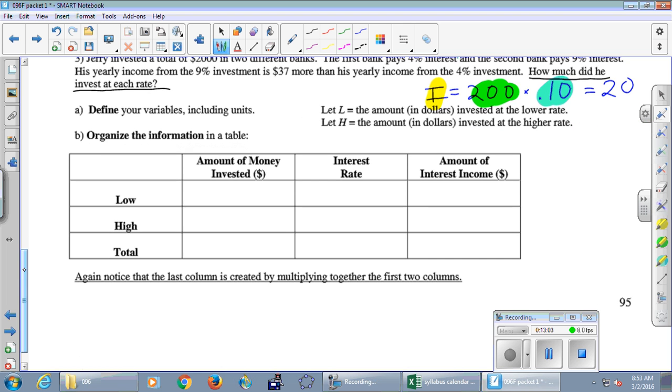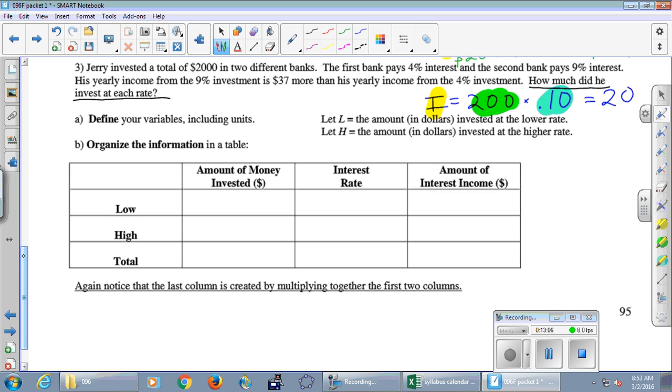Okay, so we've got a table. Table looks quite similar to the table up above. We've got a row for the low, a row for the high, and a total row. The interest rate is the easiest column. We'll start there. What's the interest rate for the low investment? 4%. I'm not going to write 4%. I'm going to write 0.04. Right, so we immediately translate percentages to decimals by moving that decimal point 2 places to the left. And the high, 0.09. Right, don't put 9 there, 0.09.